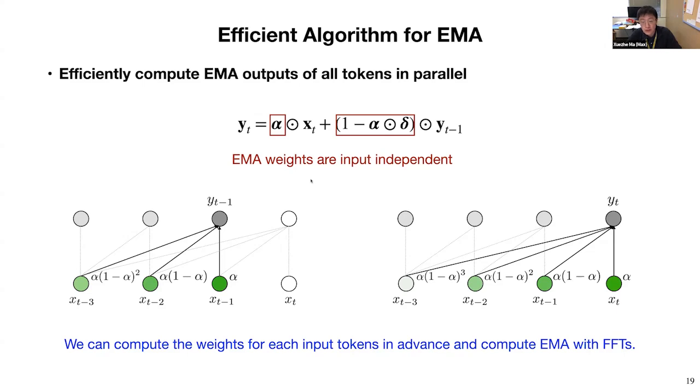So we just sacrifice a little bit of the complexity. One quick question: this is an element-wise vector product, right? Yes, element-wise, yes. Okay, thanks. Yeah, so as I said, for EMA we just sacrifice a little bit of capacity, but we achieve more efficiency.